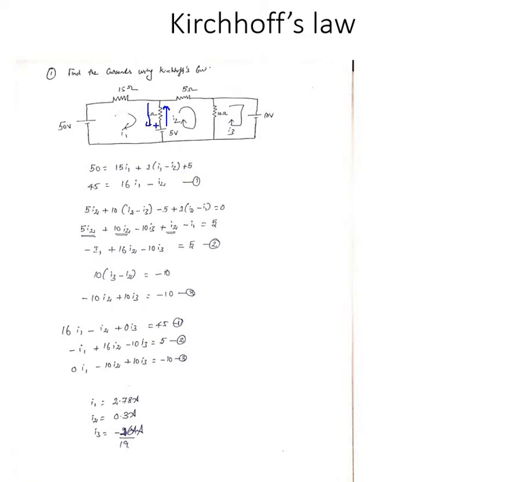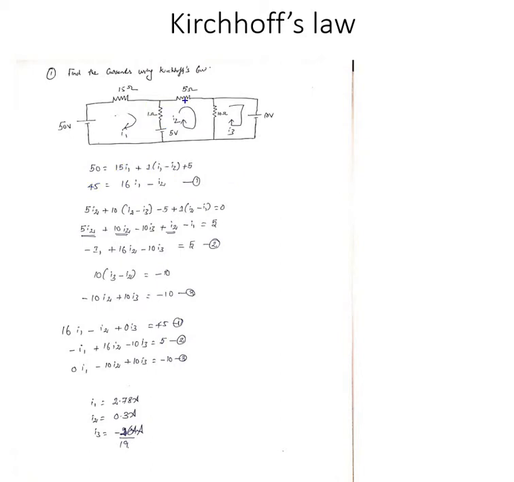Then I enter the plus terminal, so plus 5. Further simplifying, 15 I1 plus 1 I1 is 16 I1, minus I2. Moving the plus 5 to the opposite side gives minus 45. So the first equation is completed. Then similarly you can go ahead with the second equation.